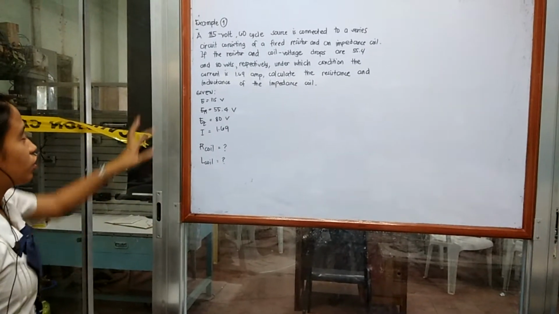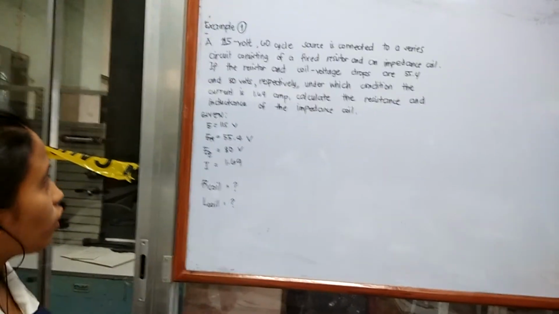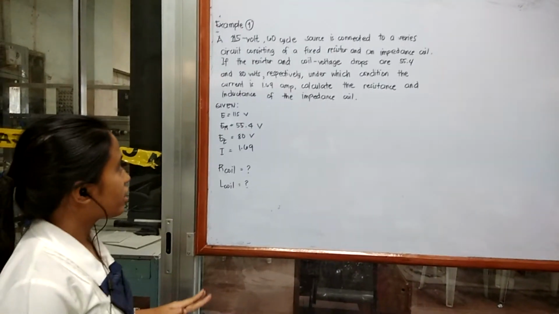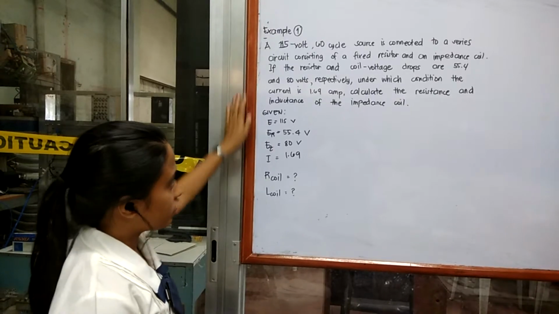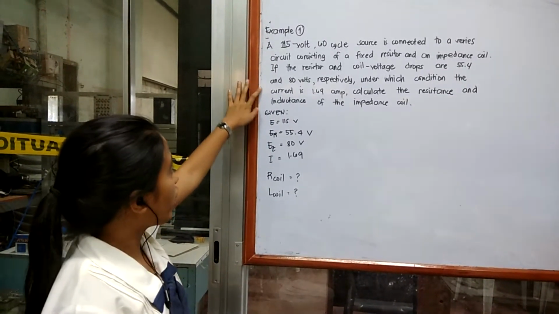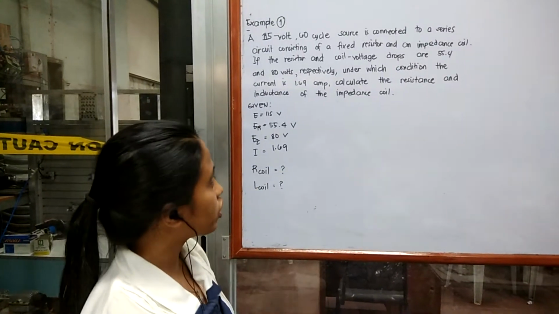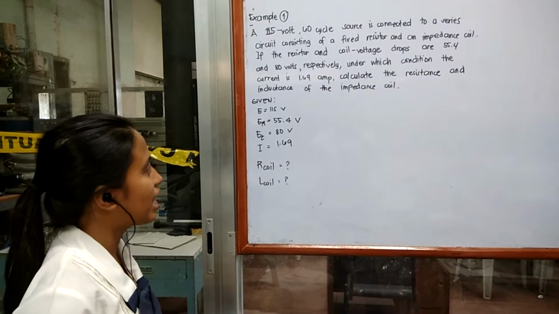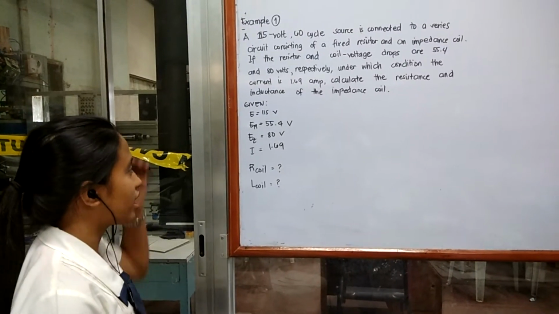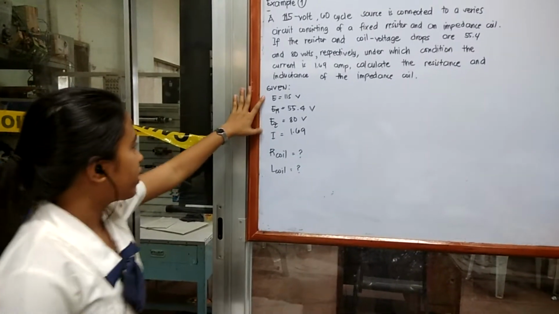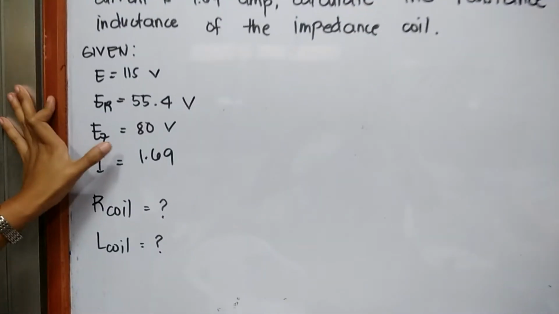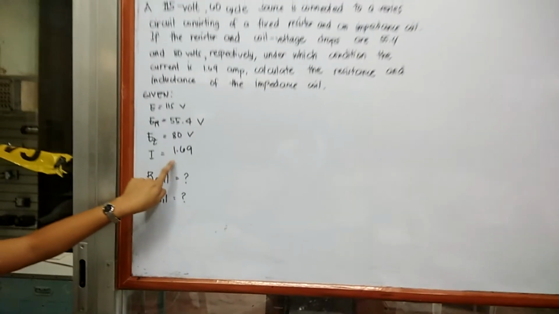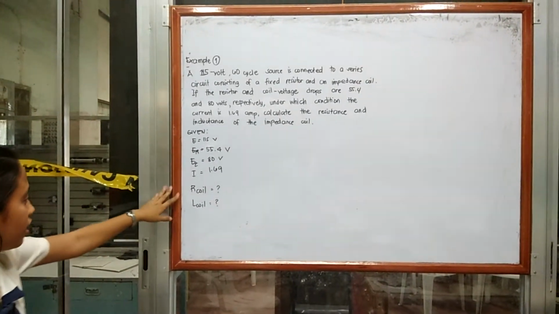So let's have an example. So first, a 115 volt 60 cycle source is connected to a series circuit consisting of a fixed resistor and an impedance coil. If the resistor and the coil voltage drops are 55.4 and 80 volts respectively, under which condition the current is 1.69 amperes. Calculate the resistance and inductance of the impedance coil. So here are given: E is equal to 115 volts, ER is equal to 55.4 volts, EZ is equal to 80 volts, and I is equal to 1.69 amperes.